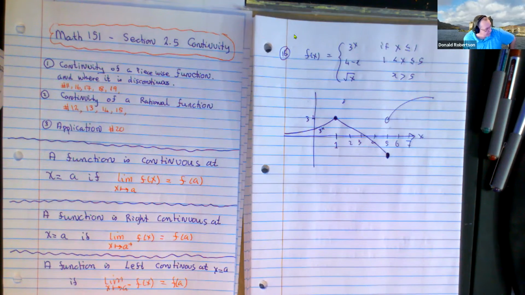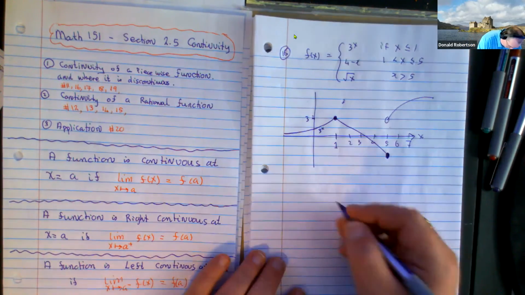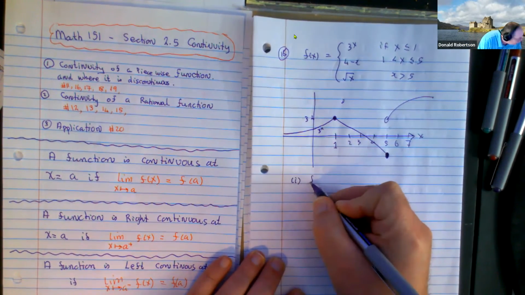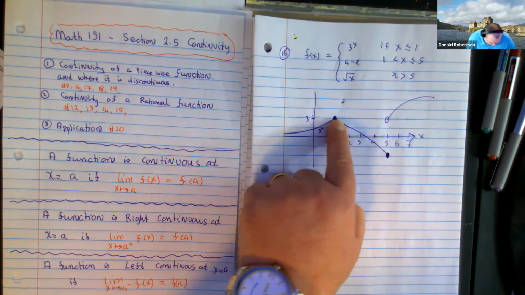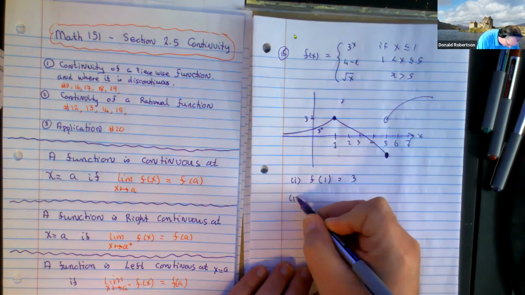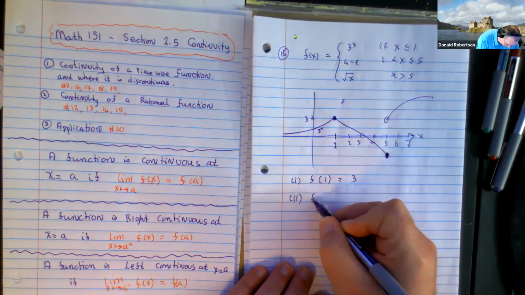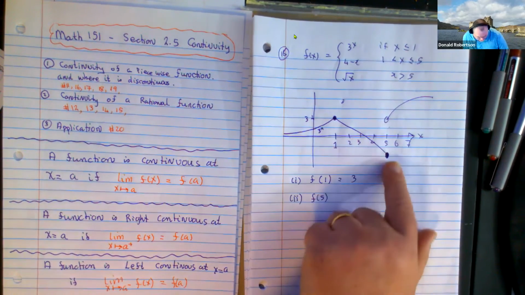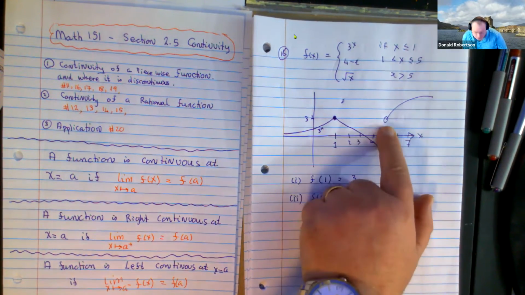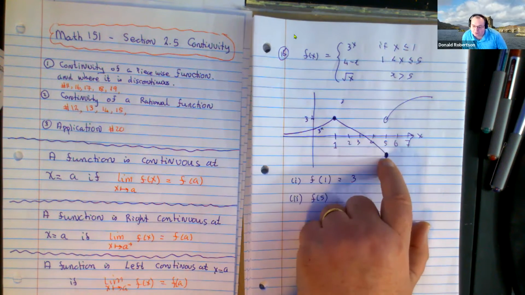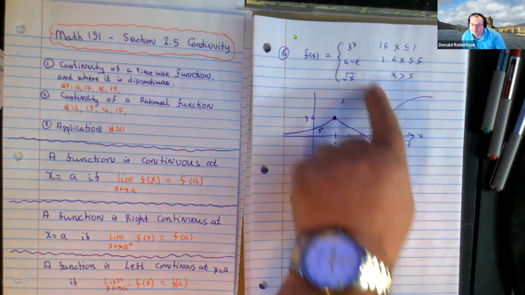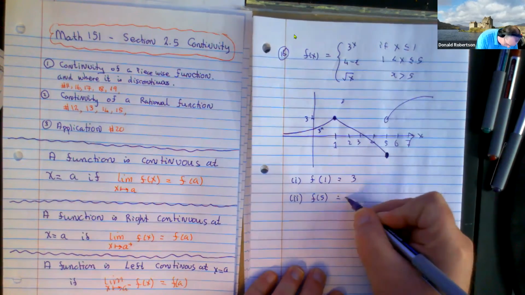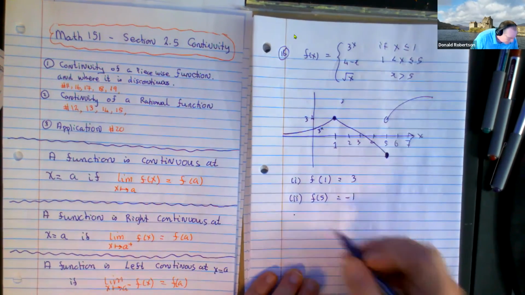So now that I've got this up and running, here are some of the questions they ask. They ask you for the value of the function at 1, and the answer to that is 3. They ask you for the value of the function at 5. Now, here you've got a choice, right? It could be that point there, or it could be that point there. I think it's pretty obviously here, isn't it? Because that's where the dot is. If you wanted to know what that number is, you could just plug 5 in here, and you would get the answer negative 1.